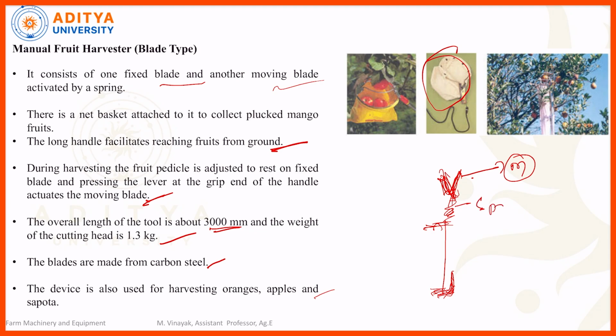This one is a spring. The spring actuator is at the end of this handle. So here the actuator is provided. Whenever this blade mechanism has reached the fruits, we can harvest the crop. Okay, so it is suitable for harvesting of orange, apples and sapota, right? Next, let us look at the next slide.